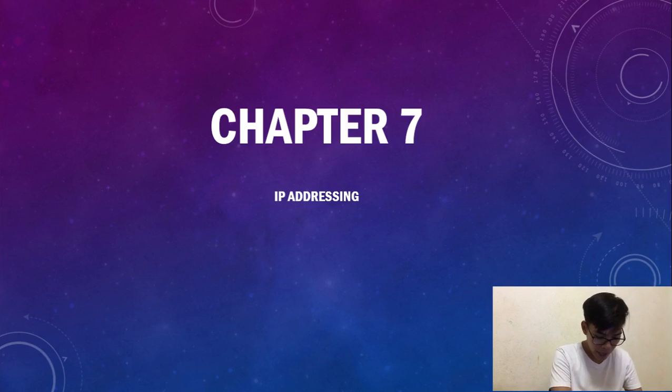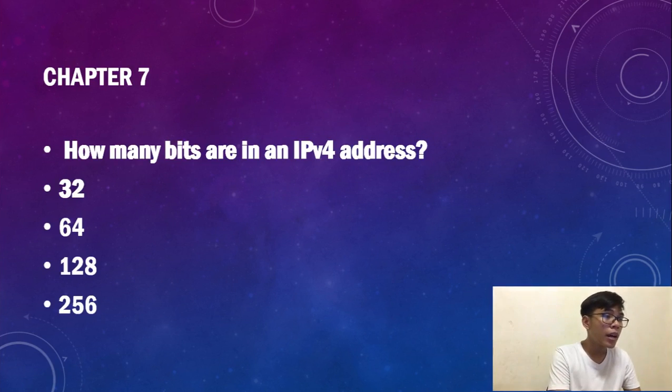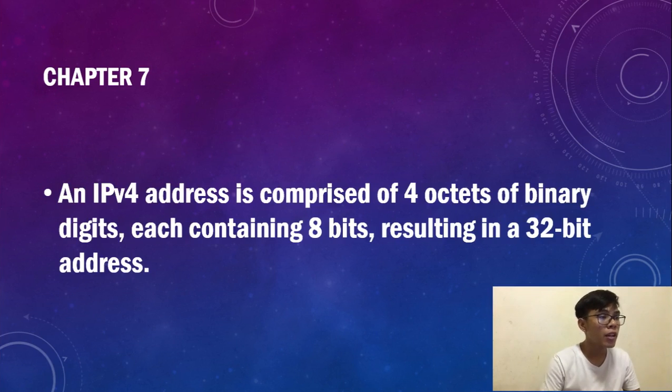Chapter 7, IP addressing. So the first question, how many bits are in an IPv4 address? So there are 32 bits in an IPv4 address, because an IPv4 address is comprised of 4 octets of binary digits, each containing 8 bits, resulting in a 32-bit address.